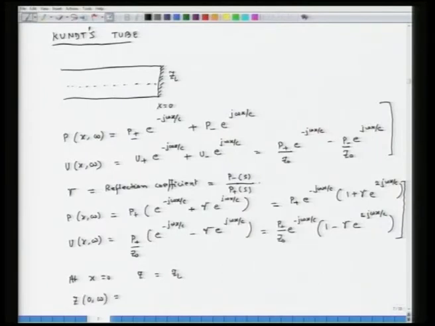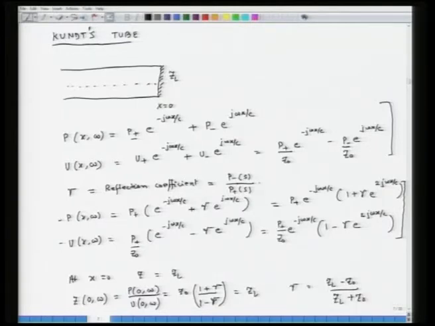z(0, omega) equals p(0, omega) over u(0, omega), and that is equal to, so now I plug x equals 0 in the relations for pressure and velocity, and what I get is z naught times (1 plus gamma) over (1 minus gamma), and this is equal to z_L. Or I can re-express gamma from here as gamma equals (z_L minus z naught) over (z_L plus z naught). So, basically I am rewriting this relation as this relation.